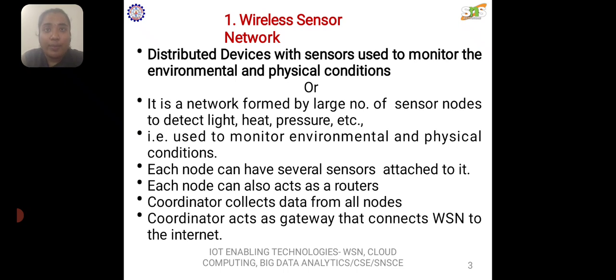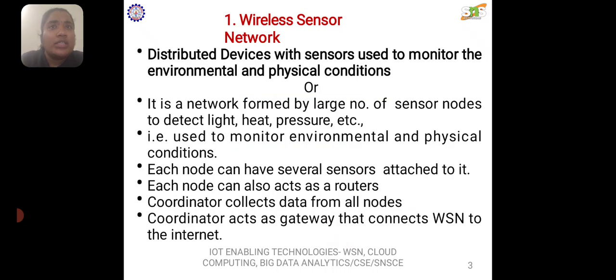These routers are responsible for forwarding data packets from the end node to the coordinator. A sink or a base station acts as an interface between the user and the network. The coordinator node collects the data from all the nodes. The coordinator also acts as a gateway that connects the WSN to the internet. These WSNs can measure environmental conditions such as temperature, sound, pollution levels, humidity, and wind. These are all being connected.